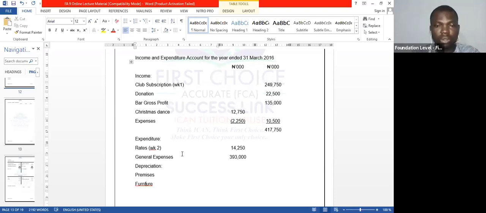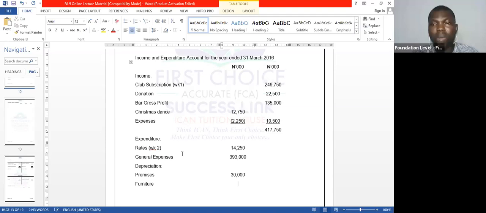So what is our premises? For the premises, the opening figure is 300,000, while the closing is 270. So 300,000 minus 270. We may notice there is depreciation, because you're an accountant, you need to see that yes, there's a depreciation there because the value at the beginning is different from the value at the end. So that's 300,000 minus 270 gives us 30,000. We have 30,000 there.